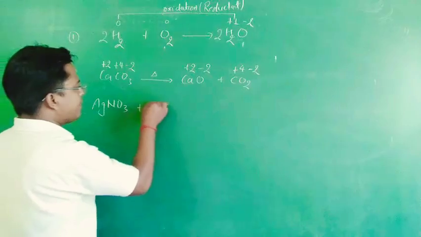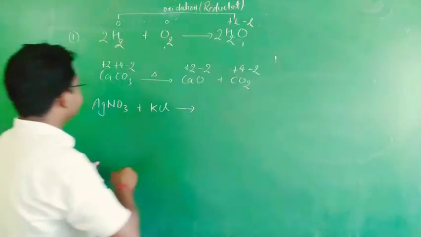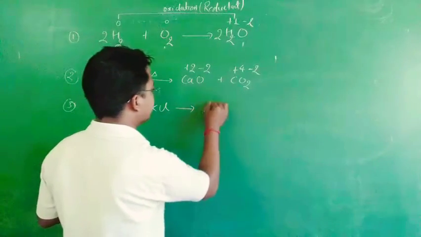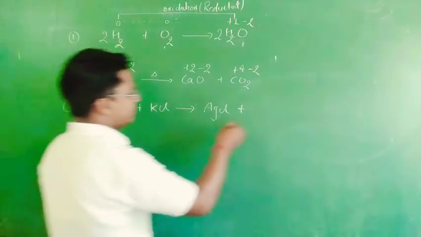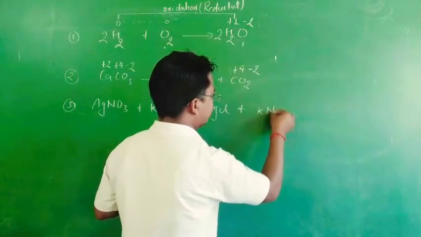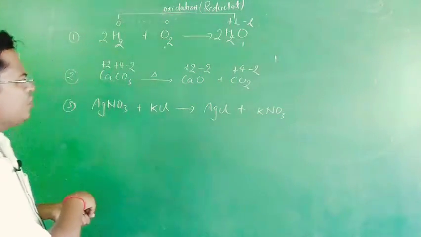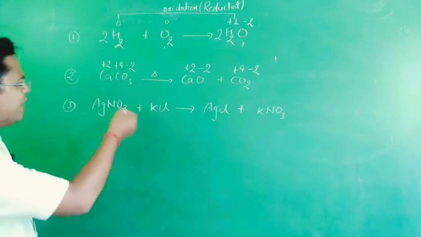AgNO3 plus KCl, AgCl is obtained, AgCl plus KNO3. Okay, I think there is also no change in oxidation state. So let us have some other reaction. Okay, we have to solve it.